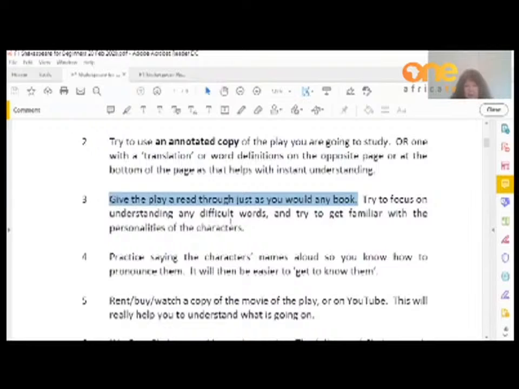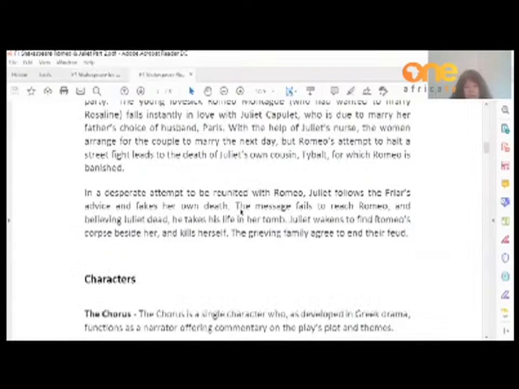Right, then what do you do after you've read the book and it's like, oh, I can't follow this thing? What you need to do is practice saying the characters' names aloud so that you know how to pronounce them, because then it's easier to get to know those characters. Okay, so saying the characters' names aloud is very good. Let's take a look at some of their names.